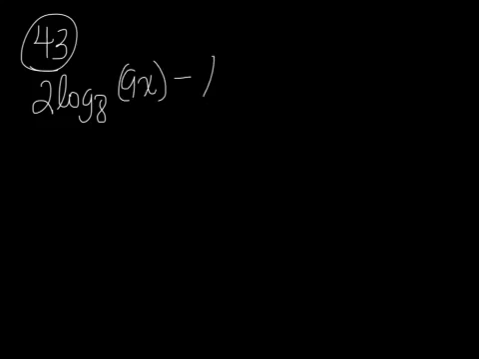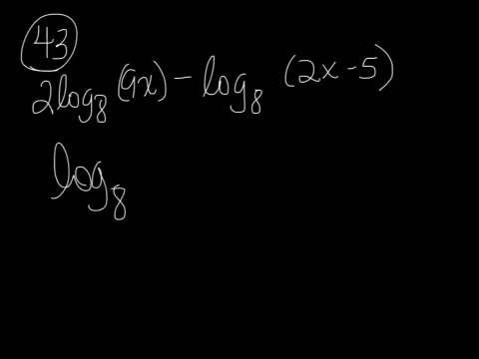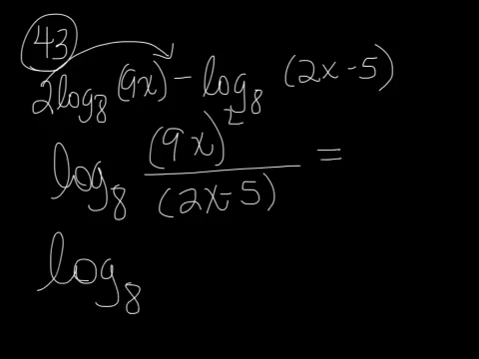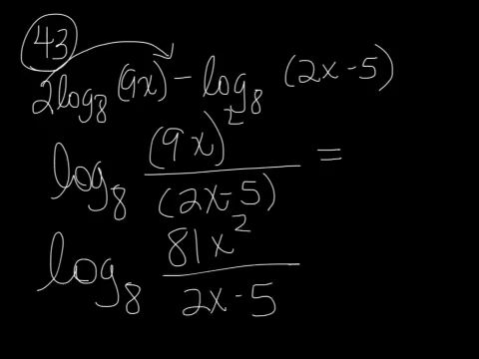Okay, number 43. 2 log base 8 of 9x minus log base 8 of 2x minus 5. The word log base 8 once. That 2 goes to that 9x. Divided by subtraction. So I would write it as log base 8 of 81x squared all over 2x minus 5.